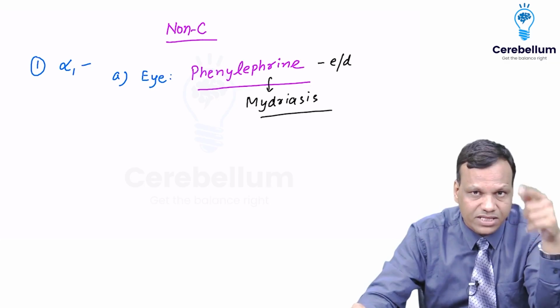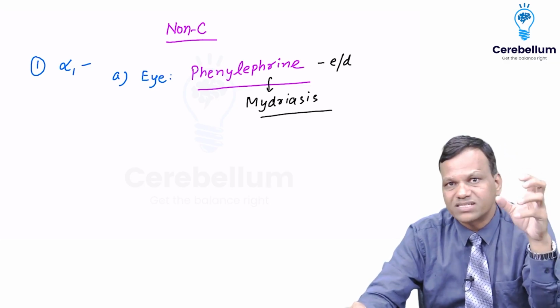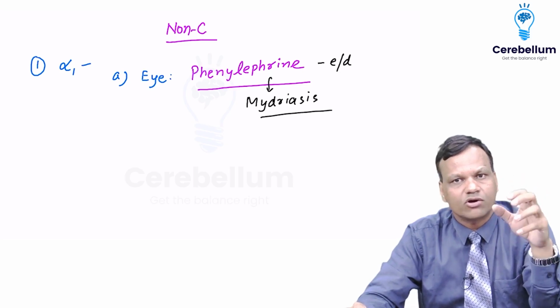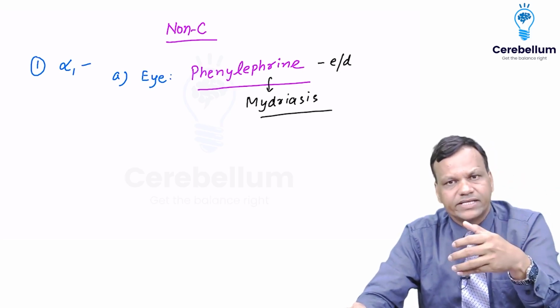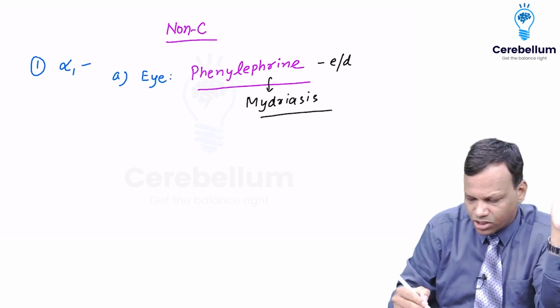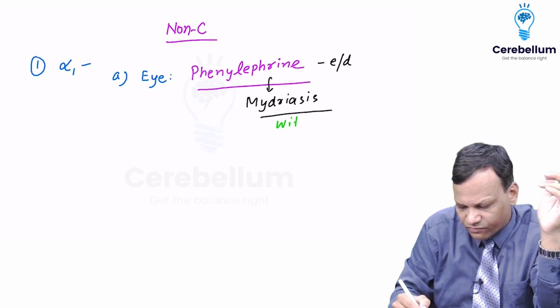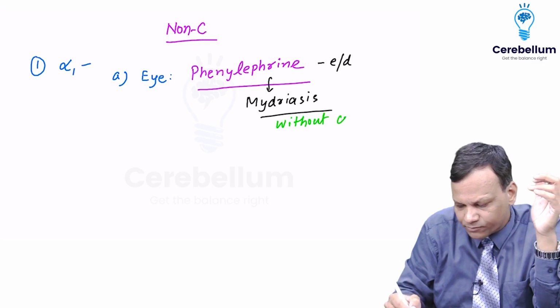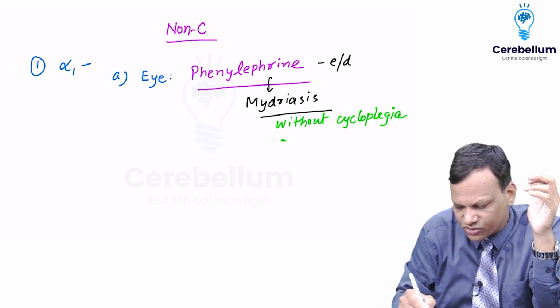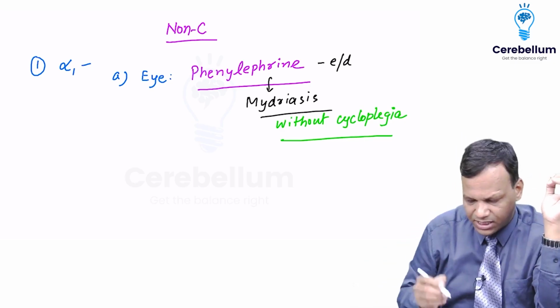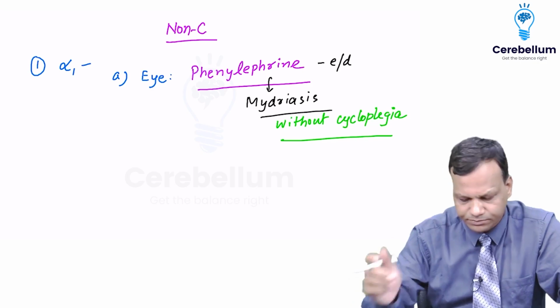Remember, on the ciliary muscle, there is no sympathetic supply. There is only parasympathetic supply. So anticholinergics can cause cycloplegia, but adrenergic drugs will not cause cycloplegia. So remember, it causes mydriasis without cycloplegia. That is the MCQ asked: which of the following drugs cause mydriasis without cycloplegia? The answer is phenylephrine.